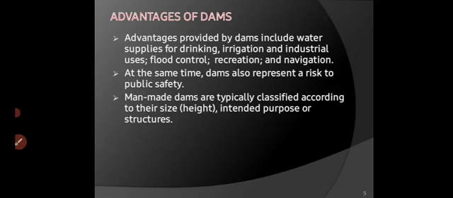Advantages provided by dams include water supply for drinking, irrigation, industrial uses, flood control, recreation and navigation. At the same time, dams also present a risk to public safety, because a huge area may get submerged due to uncertain reasons of dam failure. So a large area of submergence is one of the risk factors of a dam. Man-made dams are typically classified according to their size, intended purpose or structure.